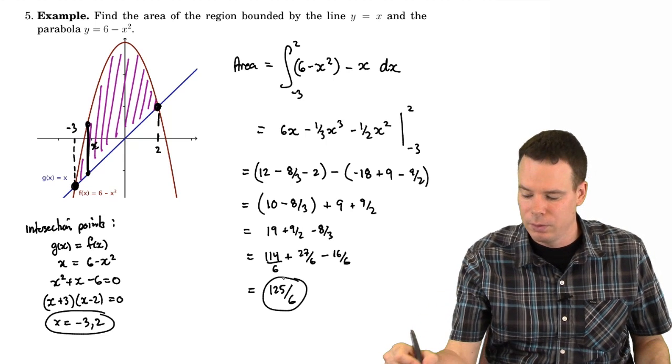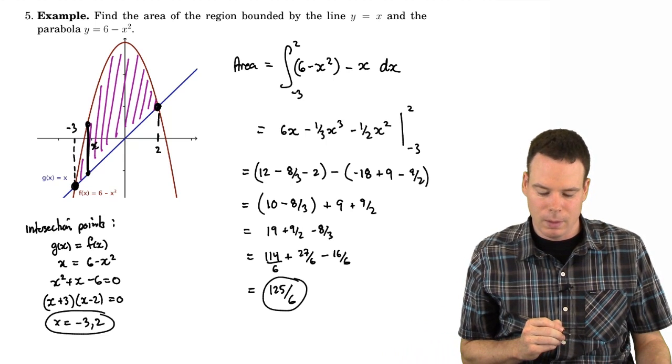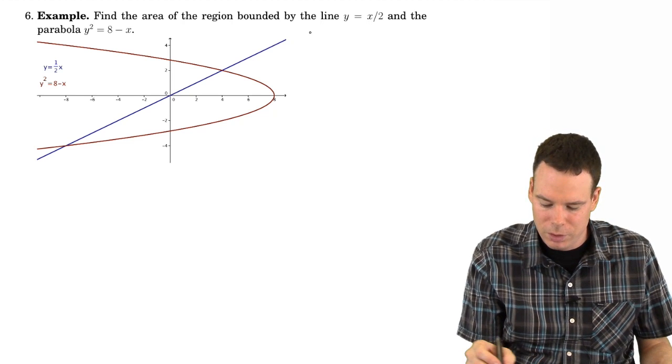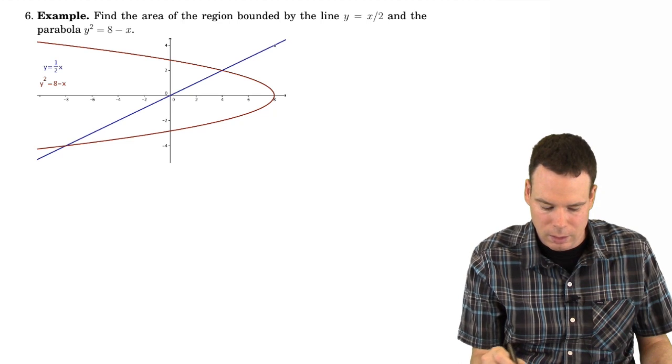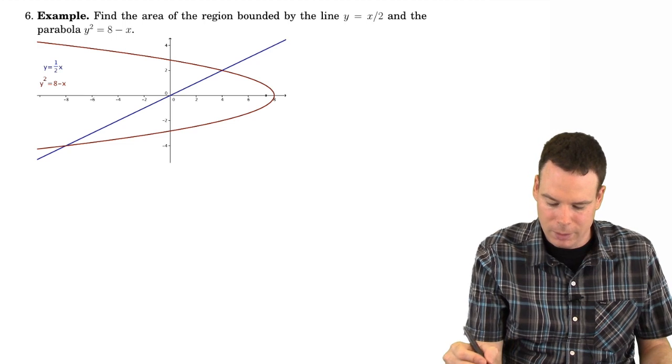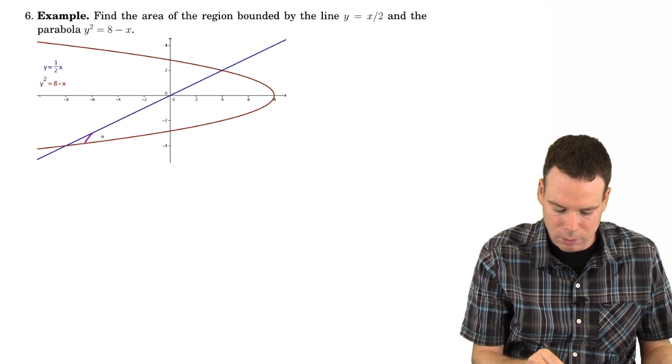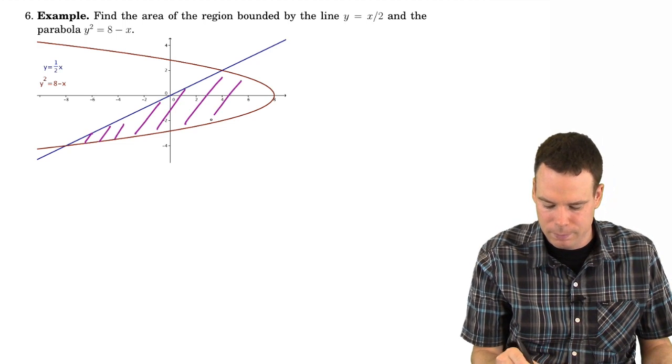So let's look at another example. Find the area of the region bounded by the line y equals 1/2 x, and this parabola opening up to the left, sideways parabola. We want to find the area of the region trapped between them.